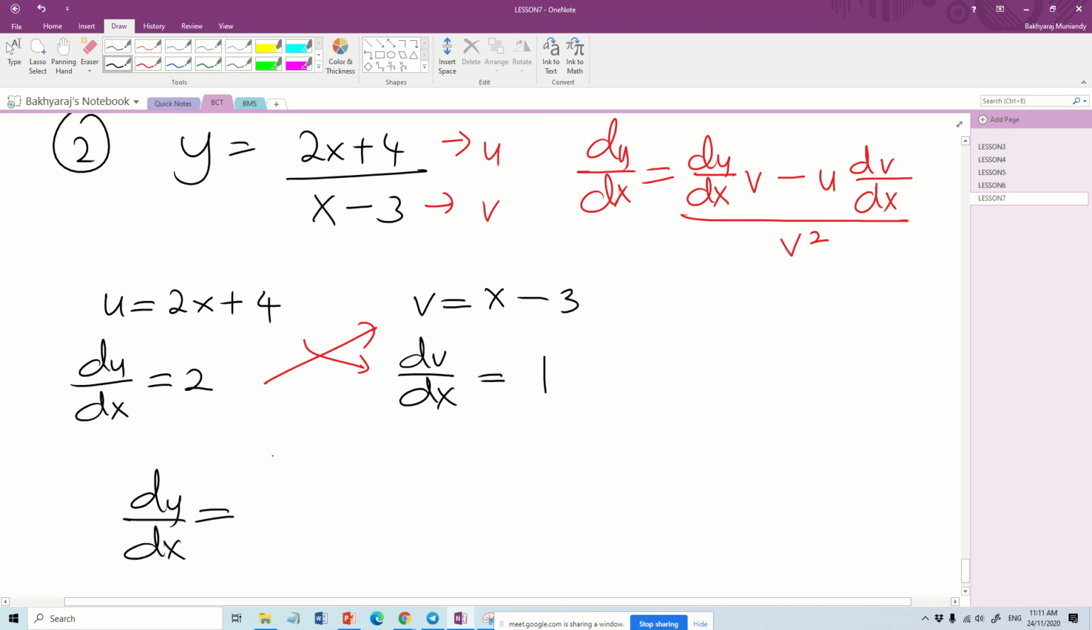And then put it into the formula lah. Masuk dalam formula. Okay, so my answer will be 2 times x minus 3 minus 2x plus 4 times 1 divided by v square.